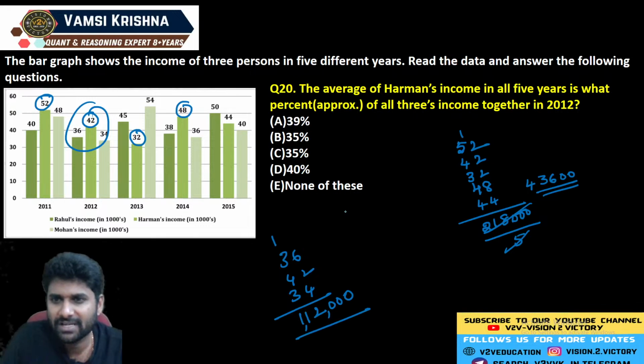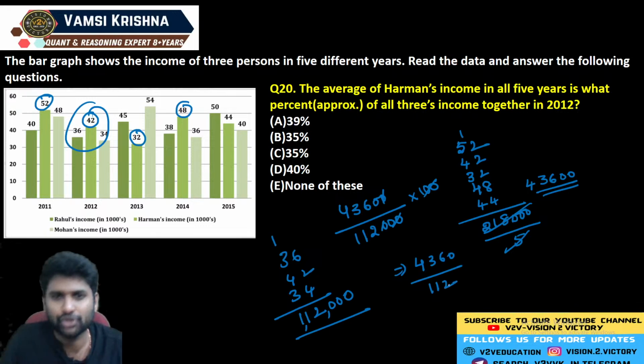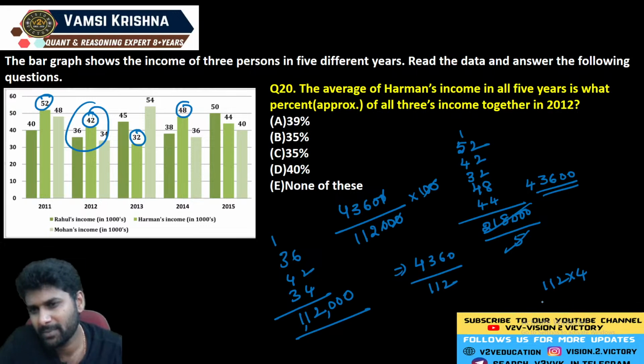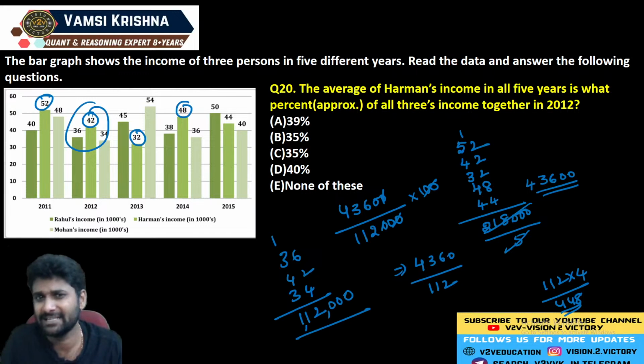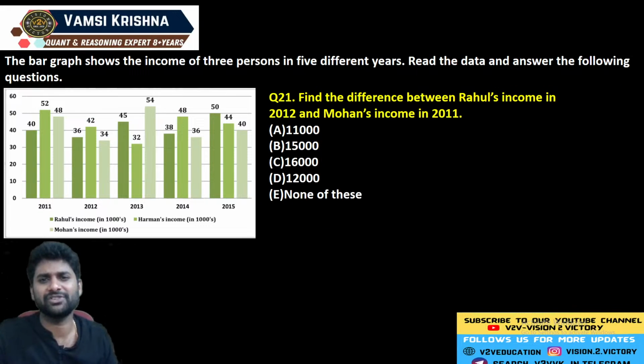It's 1,12,000. Here the question: 43,600 is approximately what percentage of 1,12,000? Now 43,600 divided by 112. What's the calculation? Let me take 112 multiplied by 4, it's 448. See, it's nearer to 436, right? Definitely the answer should be nearer to 40%. According to the option, it's 39%. It's an approximation, right?